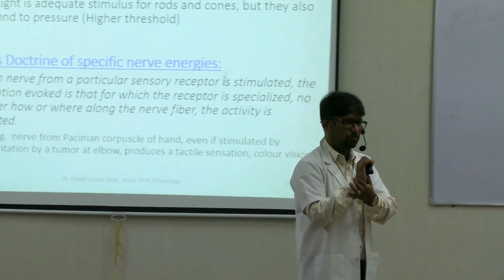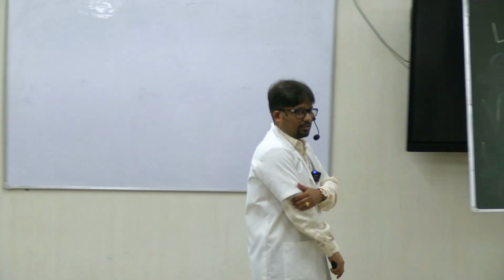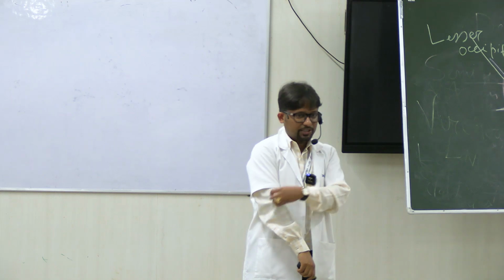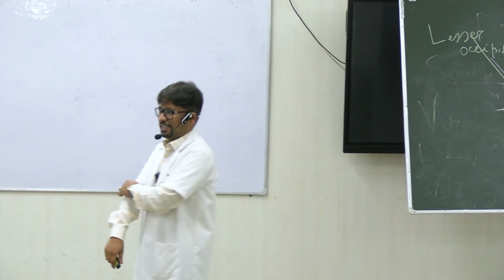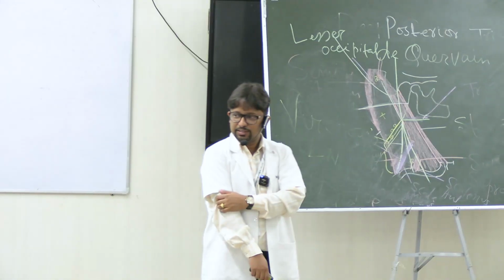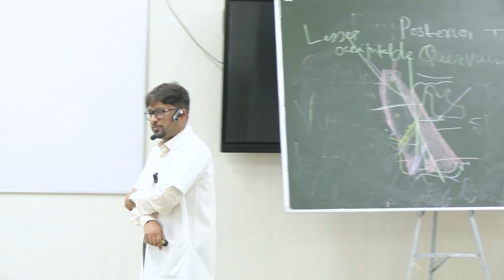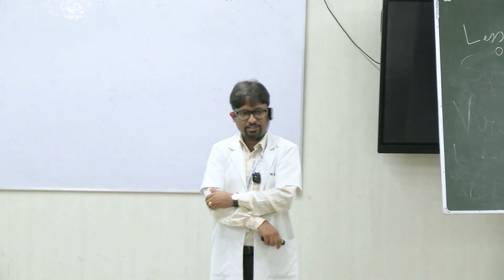Suppose, as an example, somewhere around the hand, there is a tumorous growth in the elbow which is impinging on the nerve. There is no activity happening at the receptor, but in the nerve pathway there is some impingement. The sensation that is produced is however a sensation of pressure or touch.